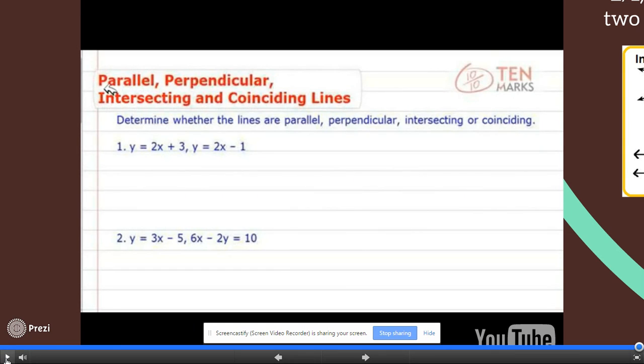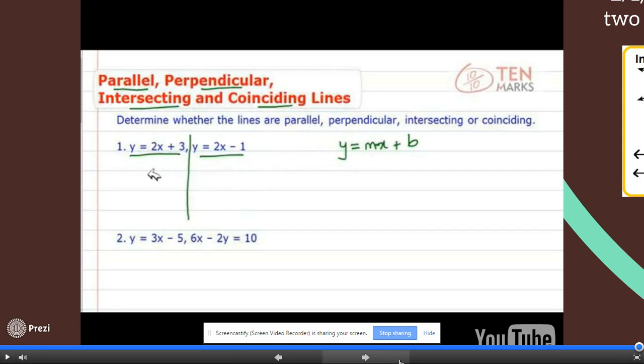In this lesson, let's learn how we identify lines that are parallel, perpendicular, intersecting, or coinciding. And we'll do it by just looking at the equations. So we need to determine if these two lines are parallel, perpendicular, intersecting, or coinciding. How do we do that? We know the formula for a line, the slope-intercept way of writing the equation of a line, is y equals mx plus b. So let's look at both these lines.